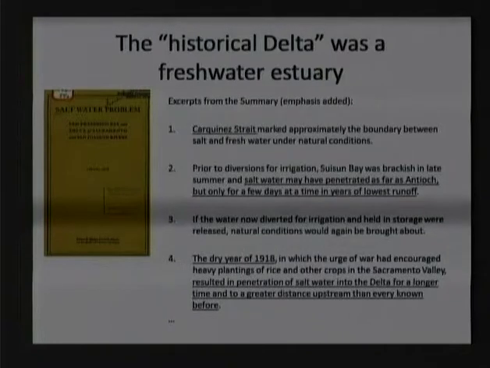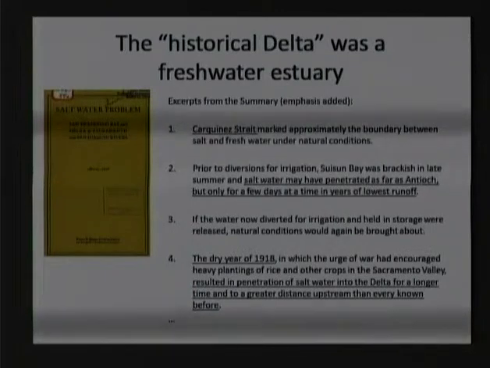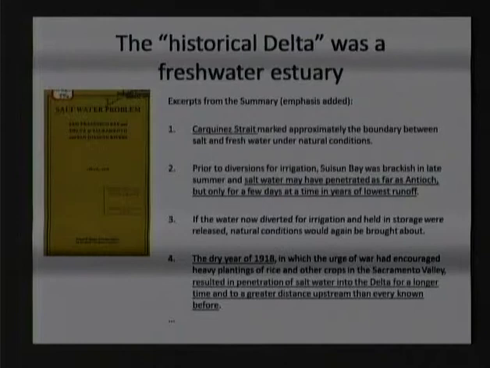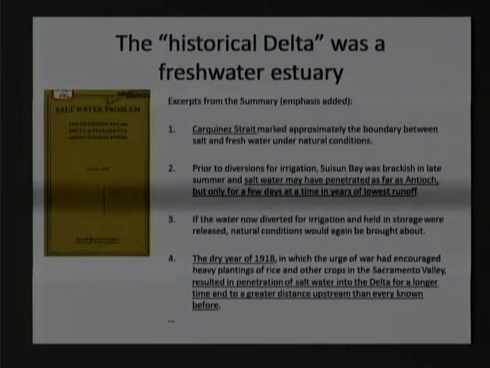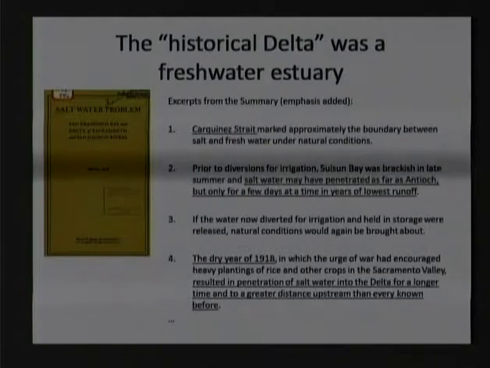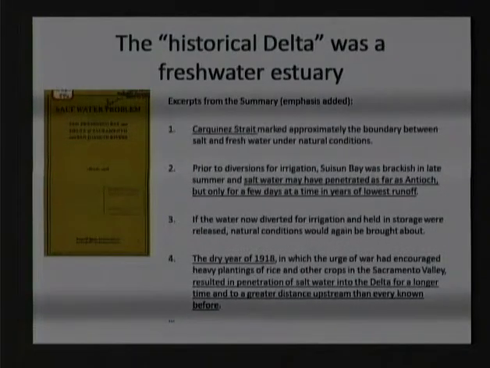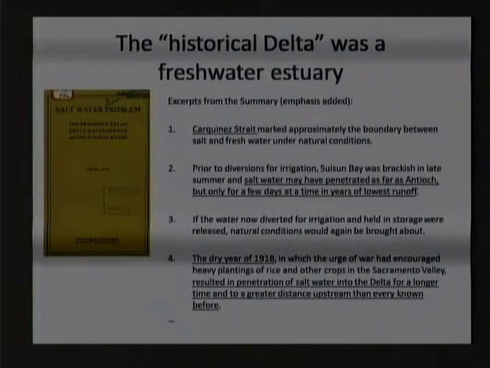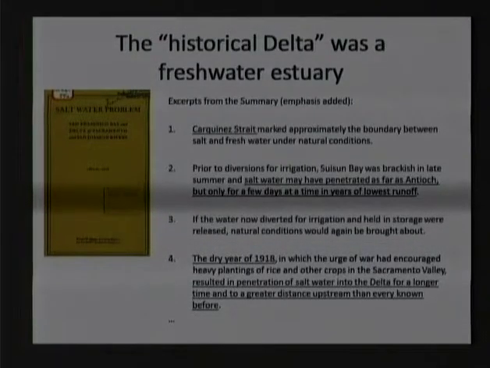So one of the things that we did was to do some historical research. This is a 1928 report by an engineer named Thomas Means. And I've just typed out a few of the conclusions here. The emphasis is ours, it's added. Historically, Carquinez Strait had marked the approximate boundary between saltwater and freshwater. This study found, looking at decades of historical information, that saltwater may have penetrated as far as Antioch, but only for a few days at a time and only in years of lowest runoff.